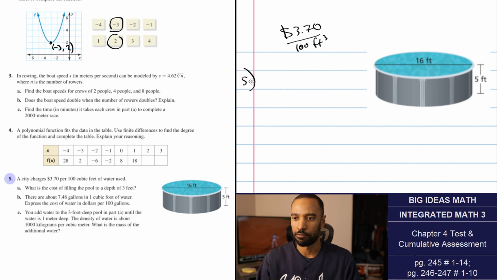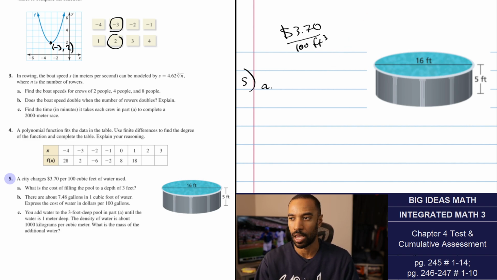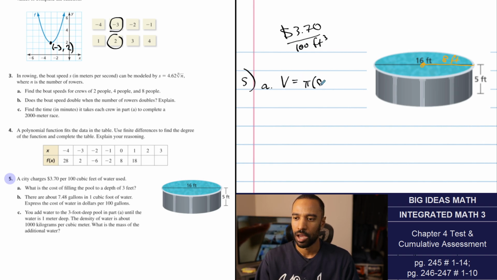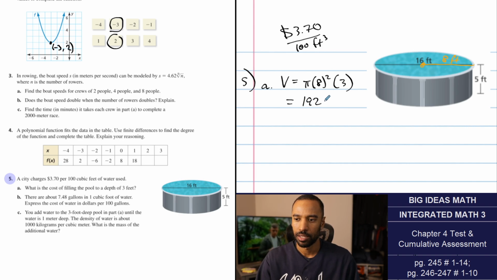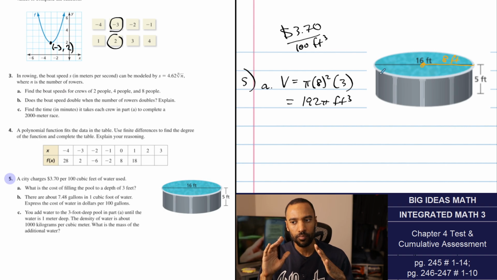So we need to find the volume of this pool up to 3 feet. You can ignore the 5. That's just how tall the pool is, but the pool water's only going up to 3. So our radius is 8 feet if the diameter is 16 feet. The volume is pi r squared, area of base, times height of 3. That's 64 pi times 3, which is 192 pi cubic feet. Let's leave it exact for now.